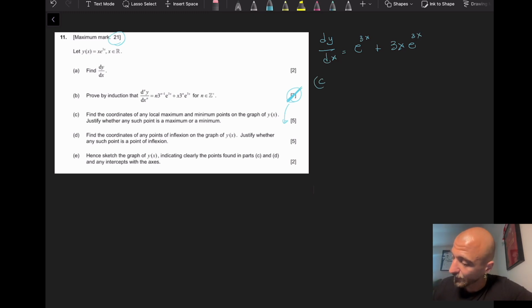So let's do part C together. Find the coordinates of any local maximum and local minimum points on the graph of y of x, and we have to justify why they're maxes or mins. Whenever we see the words max or min, we're going to think first derivative. I've rewritten the first derivative up here already for us, which we got from part A, and we already got a lot of information about second, third, and fourth derivatives from part B. Whenever we deal with maxes or mins, we take that first derivative and set it equal to 0.